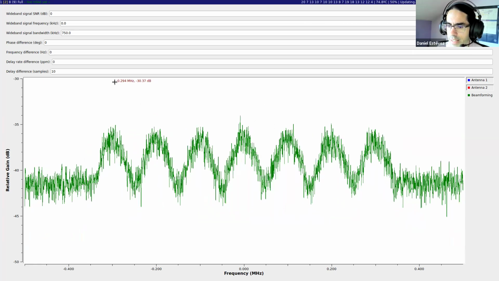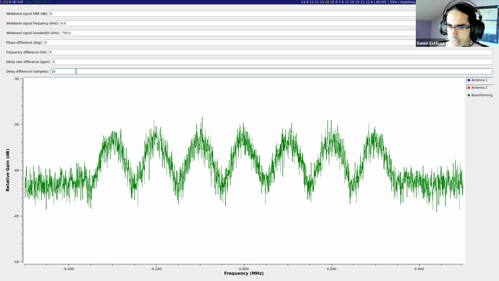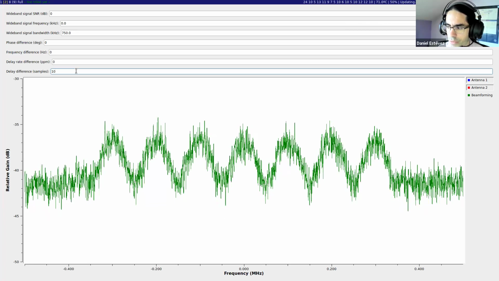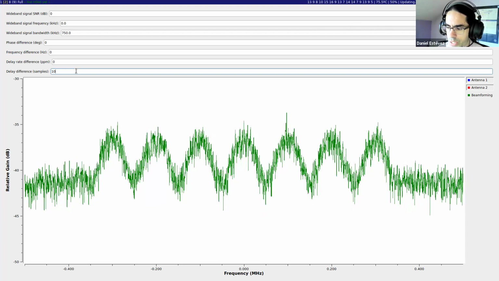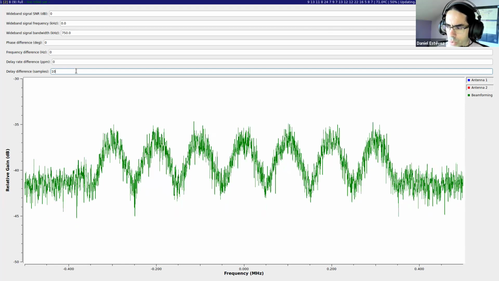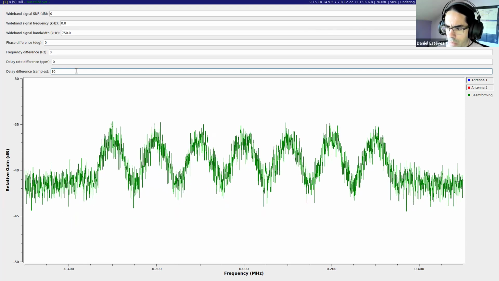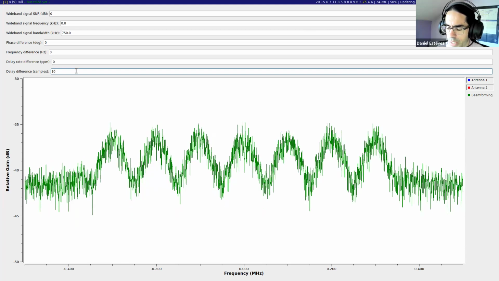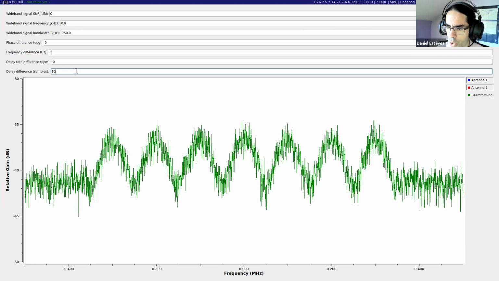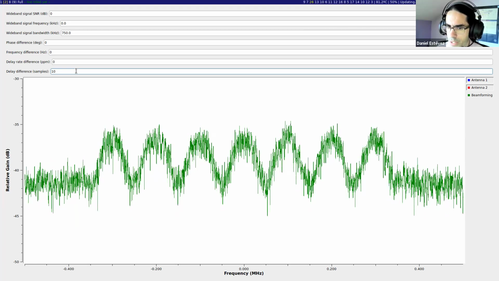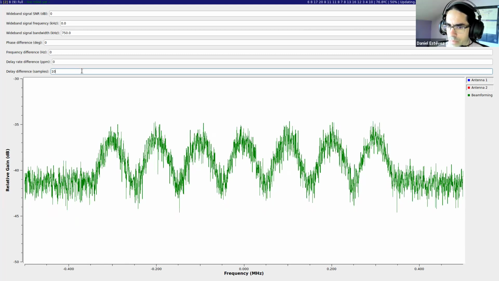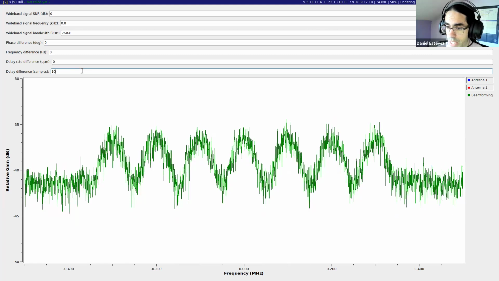And the reason for that is that a delay is the same as a phase change that depends on frequency, and it depends on frequency in a linear way. So something that you need to remember when you are thinking of multiple antennas and interferometry is that a delay is the same as a phase slope versus frequency. This will become more clear when we do something to plot the phase difference of the signal.